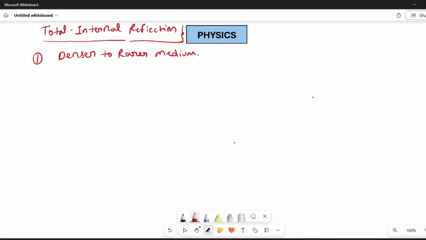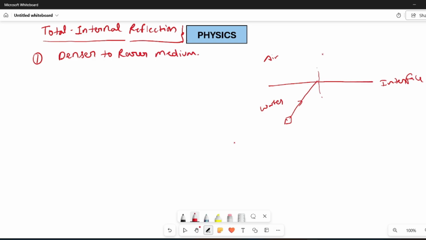Let's see. Suppose this is your air and this is your water, and there is an object placed here, emitting light. So light will come out like this. This is my normal. Now when the light exits the water, this is my interface, the barrier between the air and water. When the light exits the water and enters the air, it will bend away from the normal. That is what the refraction process has told us.